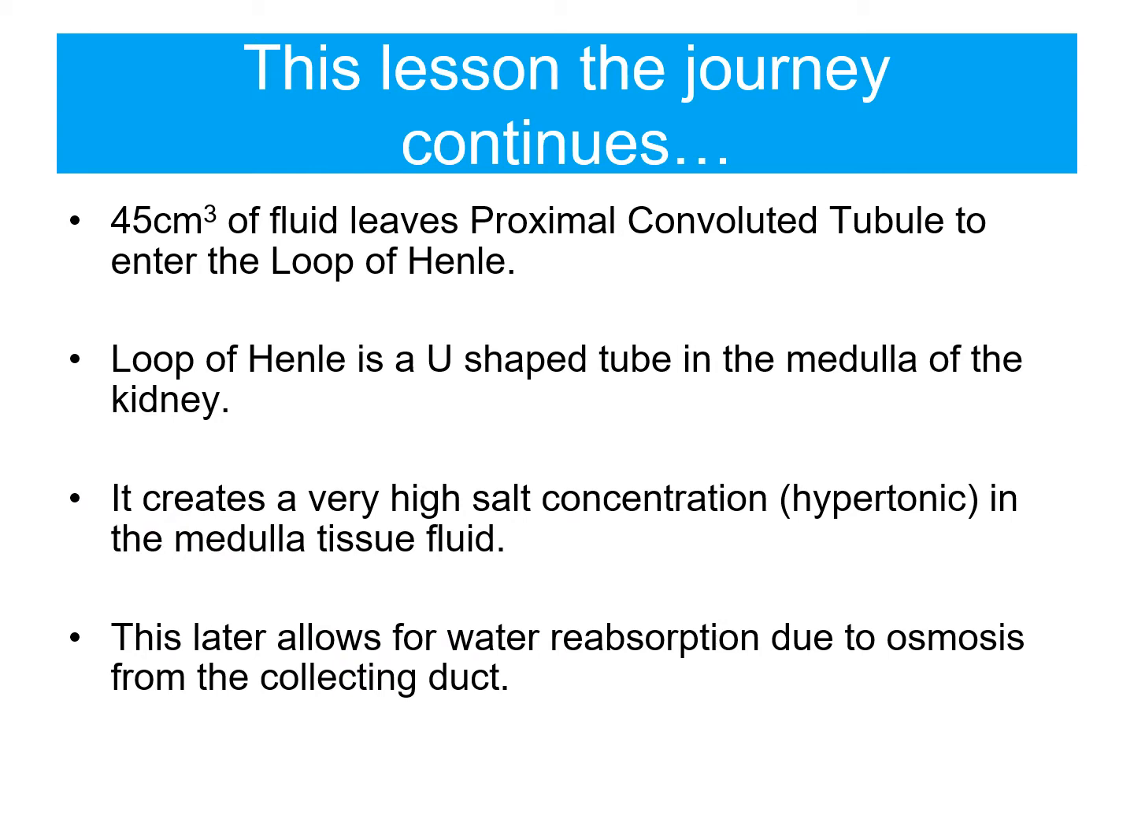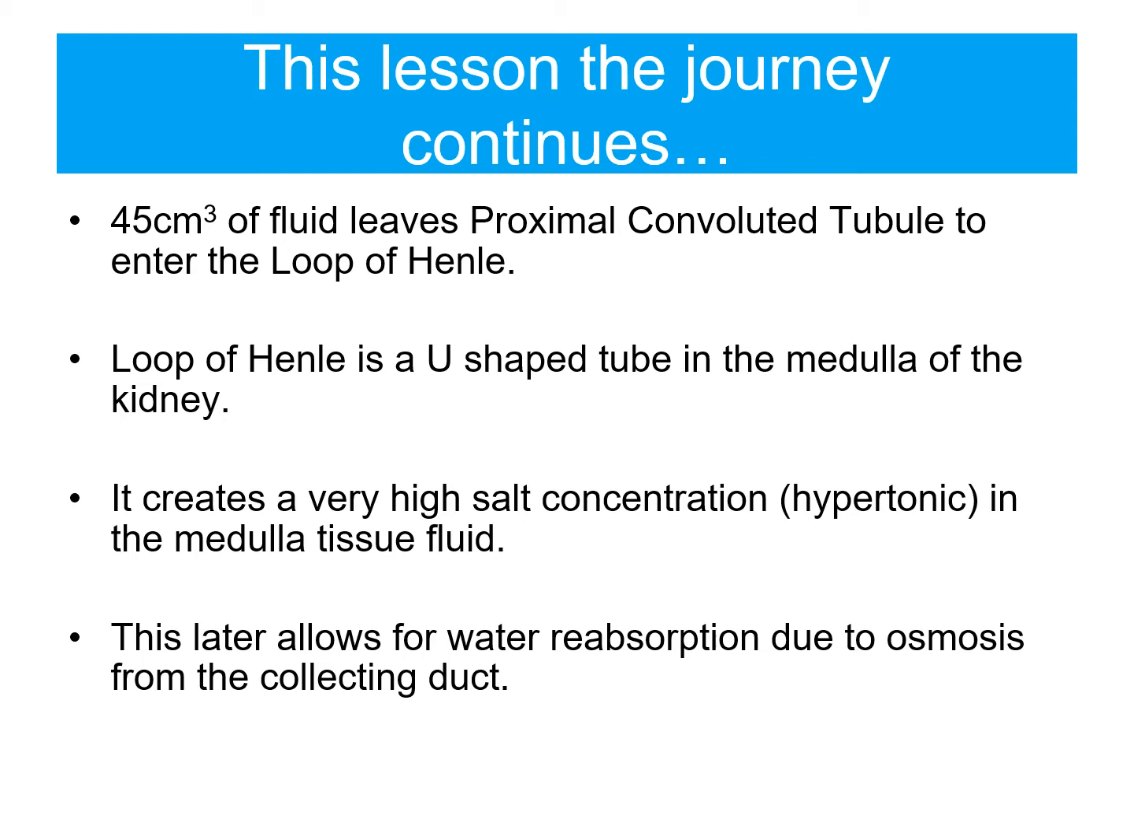So just to remind you, we said that 45 centimeters cubed of fluid approximately every minute leaves the proximal convoluted tubule and enters what we're about to study called the Loop of Henle. That is still highly too much volume. You can't produce that per minute. Think about how much urine you produce a day. That is far too much water loss.